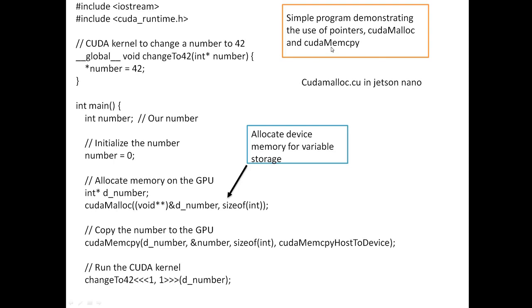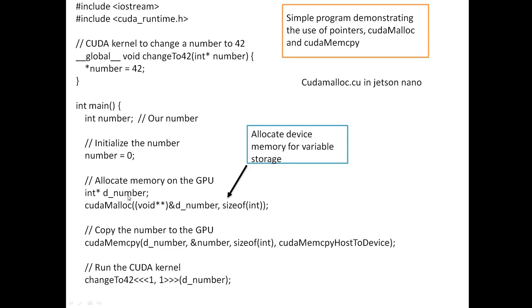And cudaMemcpy means it will copy the memory content between the GPU and the CPU. So you can see that right now number is equal to 0. You have created a pointer d_number, where d means device, a pointer to the address of the location. After that, I allocated a memory.